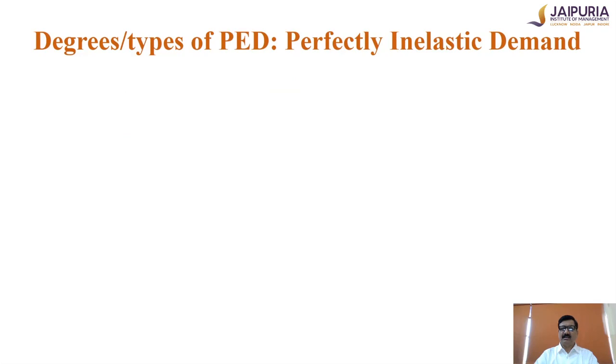And finally, the fifth type of price elasticity is perfectly inelastic demand. In case of perfectly inelastic demand, PED is equal to 0. That is why it is known as perfectly inelastic demand.